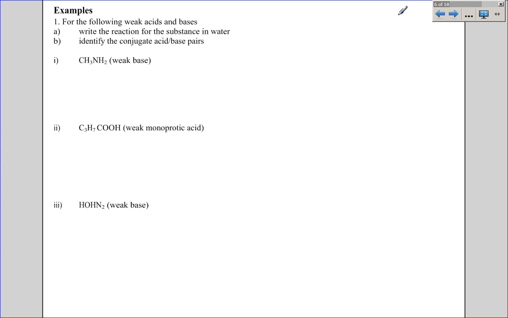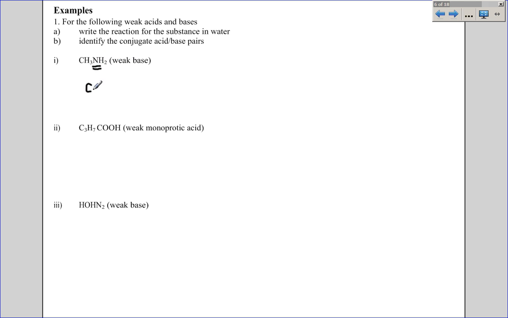What we're going to do here is look at how we can write reactions of acids and bases in water, and identify the conjugate acid-base pairs in the reaction. At this stage, you'll be told what the substance is based on the formula, but I challenge you to start to recognize, based on the atoms in the formula, whether it's an acid or a base. In this case, you're being told that it's a base, but the fact that it has a nitrogen in it should be noticed. So this is an amine.